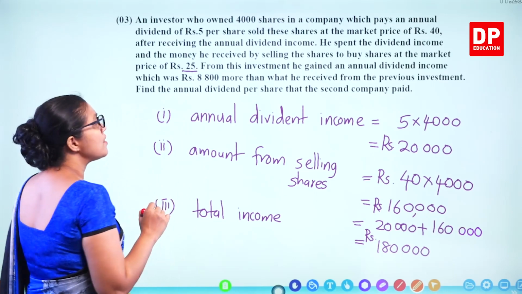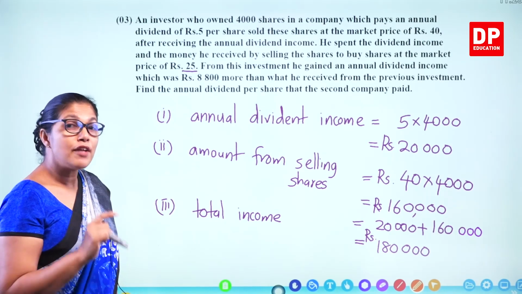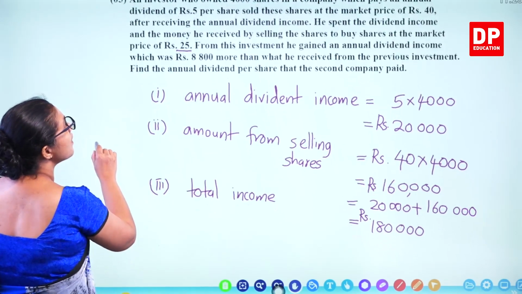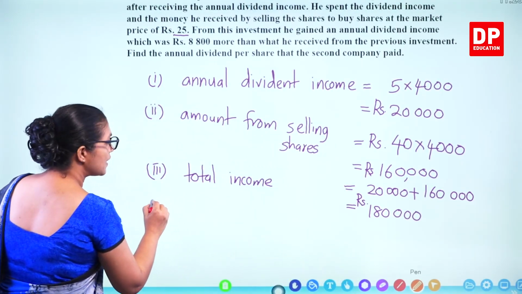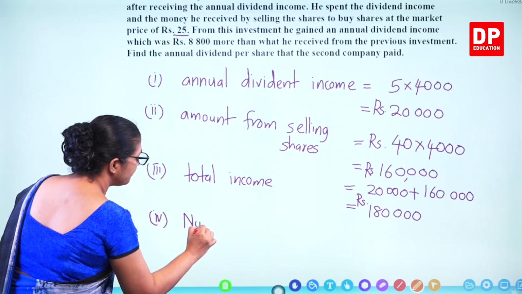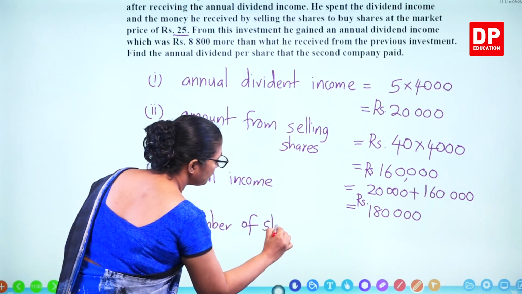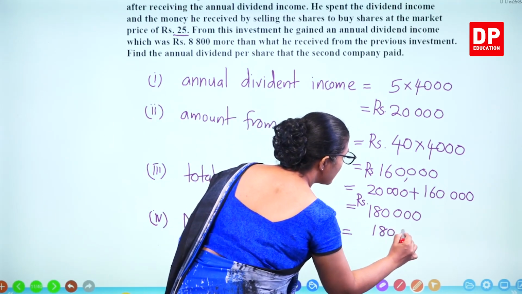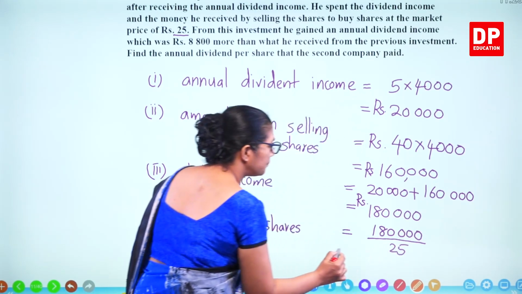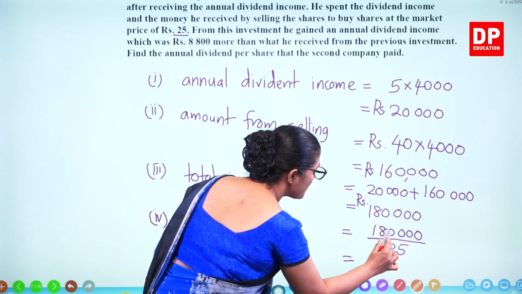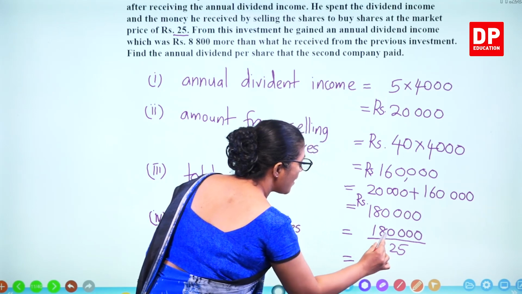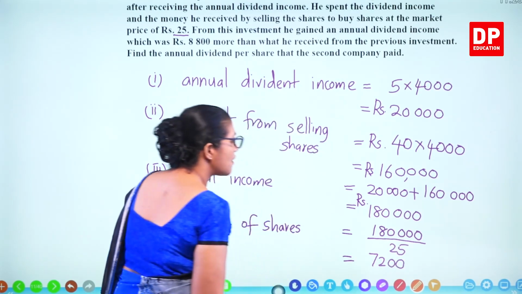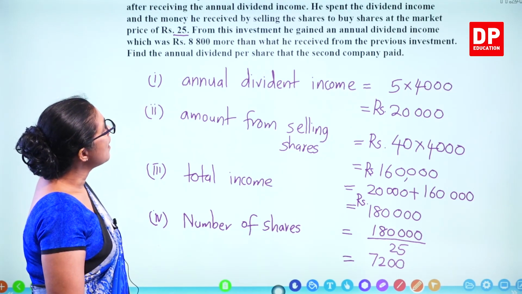Fourth step. So market price is 25 for this. So you can find out number of shares he bought. So here I'll do the next part, number of shares. That's my fourth part. Number of shares from the second company. So 180,000, each one 25 rupees. So what's the value? So 7,200 shares he bought from the second company.